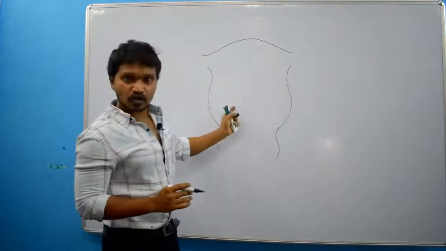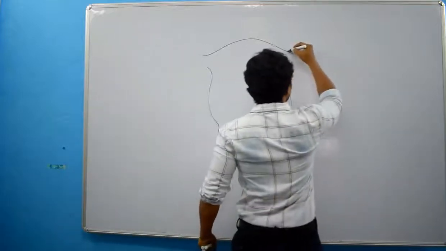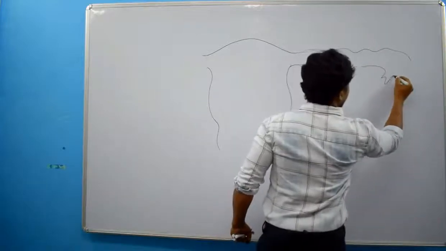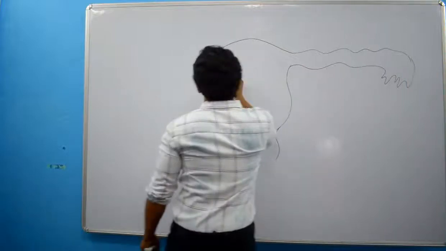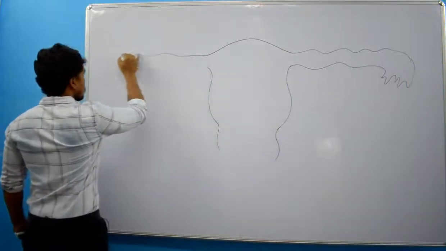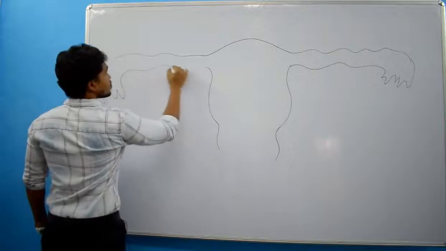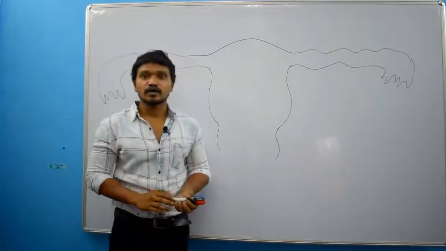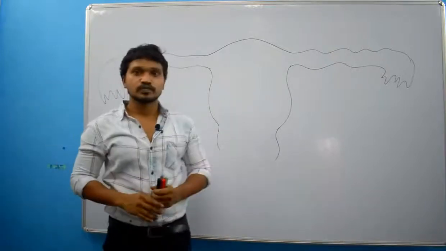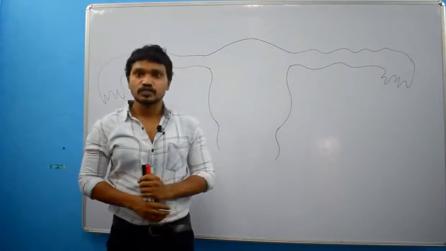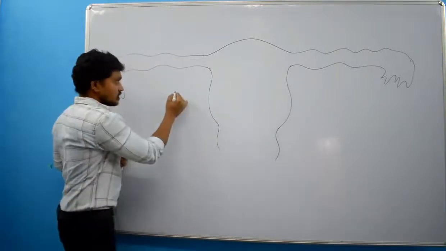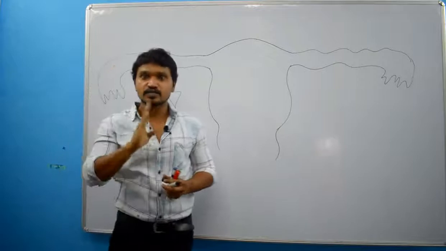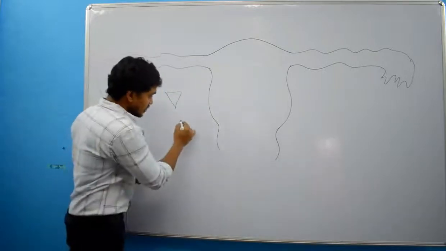At the level of the cornu, there will be openings of the fallopian tubes. These are the fallopian tubes on either side. And if you take the coronal section of the uterus, the lumen of the uterus appears triangular in shape. But if you take the sagittal section of the uterus, you can see a slit-like appearance.